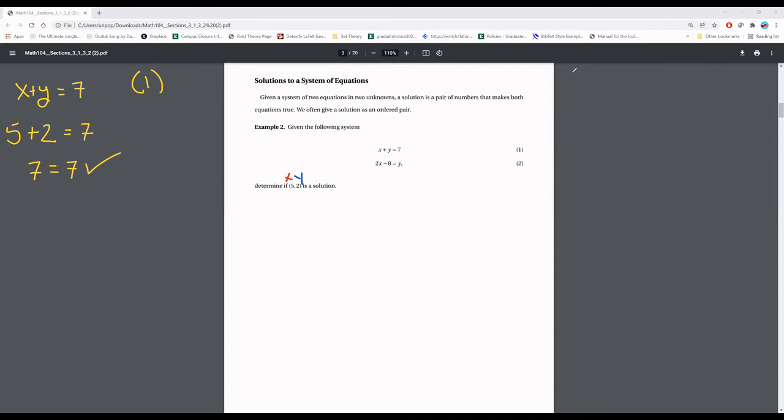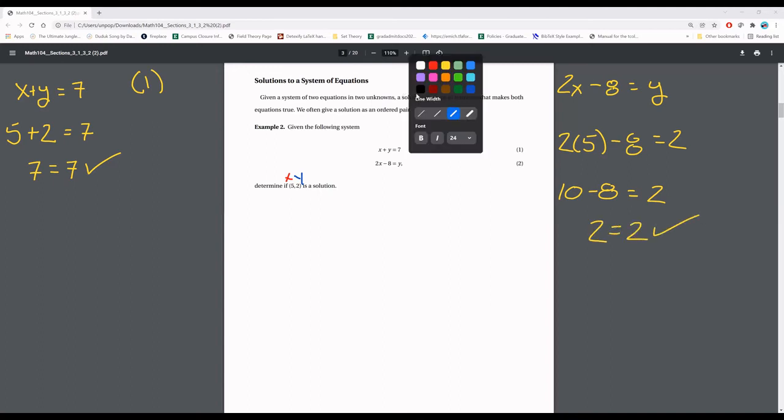Next we check equation 2. That's 2x minus 8 equals y. I put 5 in for x. I hope that that is a 2. Well, let's see that. 10 minus 8. And yes, 10 minus 8 is 2. It checks in both equations. So yes, this is a solution.